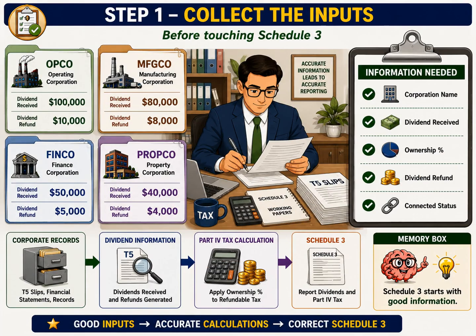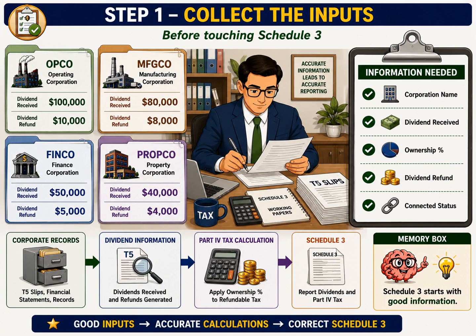Before we can complete Schedule 3, we need to gather all of the information that will be used in the reporting process. This is one of the most important steps in corporate tax preparation. A Schedule 3 can only be as accurate as the information that goes into it.